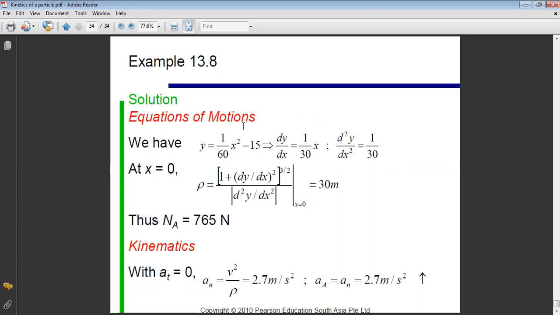Okay? Doctor, for the final we have shear and bending moment? Yes. You have shear and bending moments, and you have dynamics for the final.